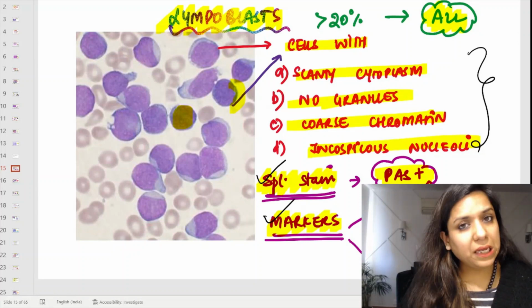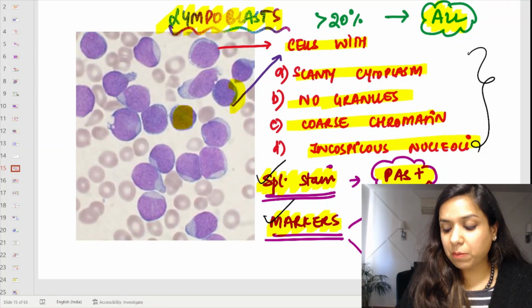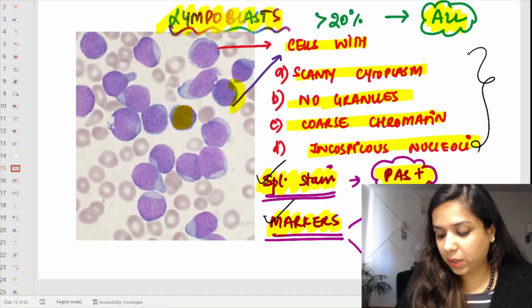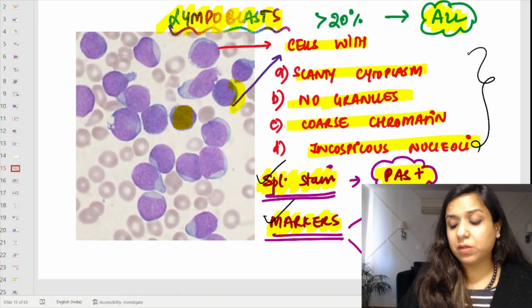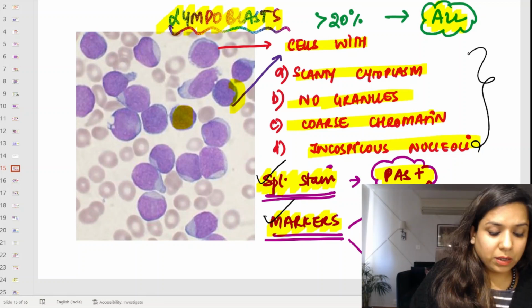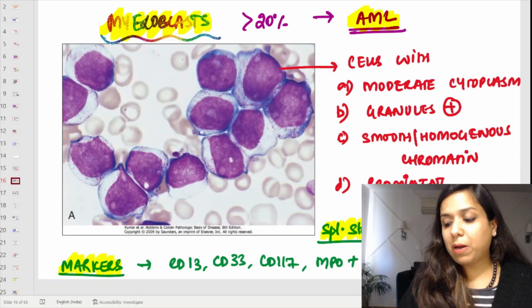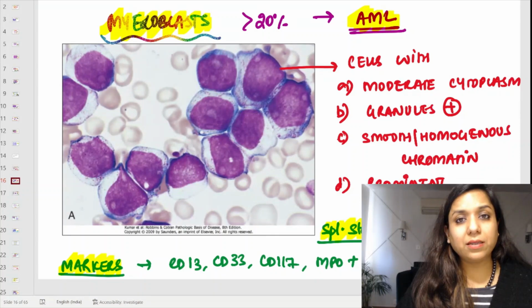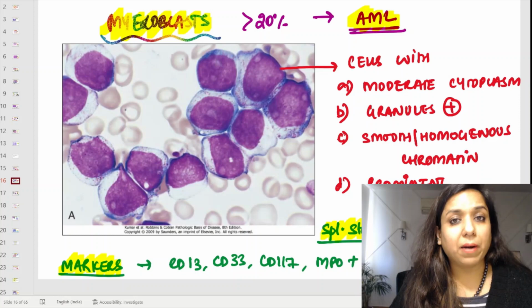If it is B-ALL, it will be positive for B lymphocyte markers like CD19, 20, 22, PAX5, etc. And if it is T-ALL, it is positive for T cell markers like CD1, 2, 3, 5, 7. Understood? Easy? Now let us move to the myeloblast. That means if my patient has AML, the peripheral smear or the bone marrow aspirate is going to look like this, right? So how do you differentiate between a lymphoblast and a myeloblast?